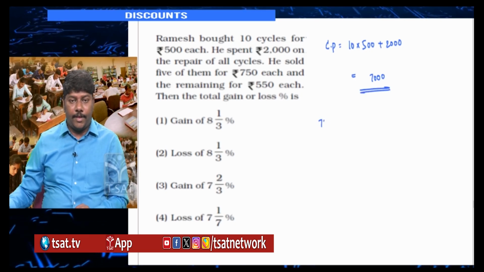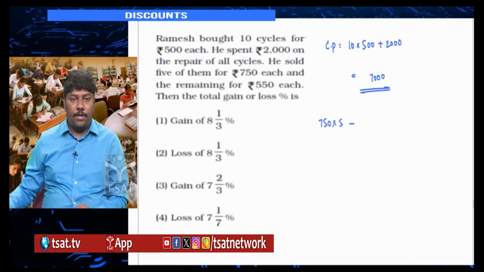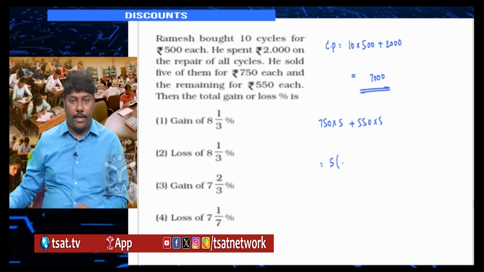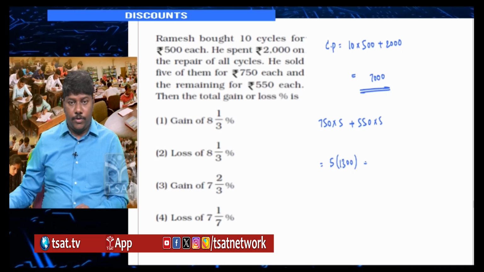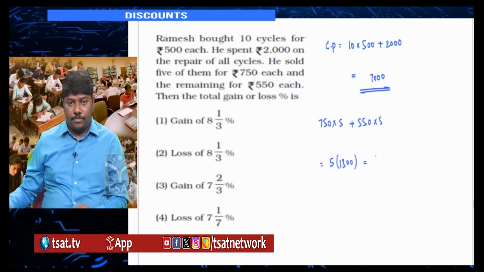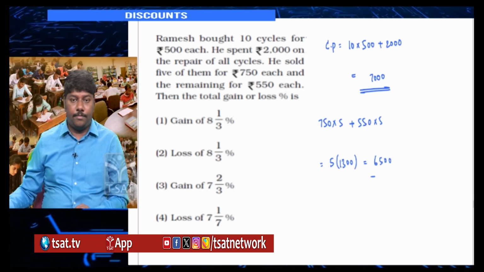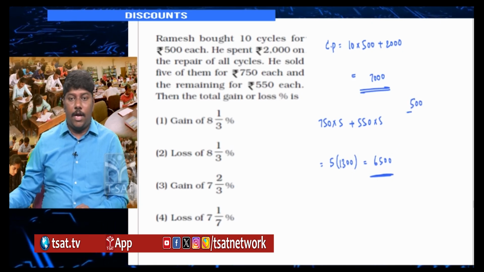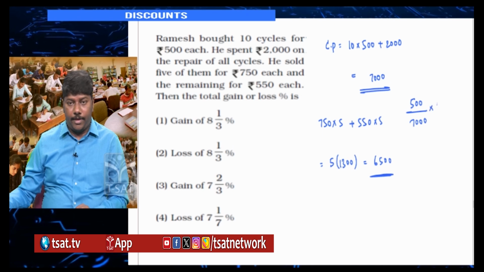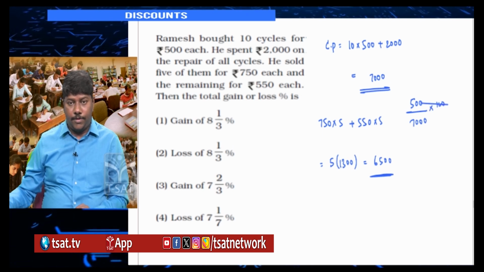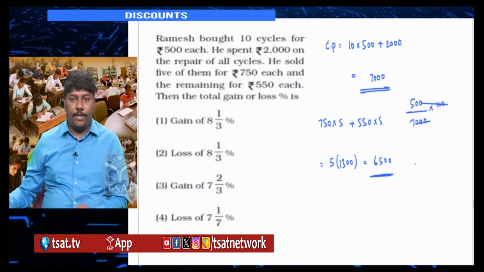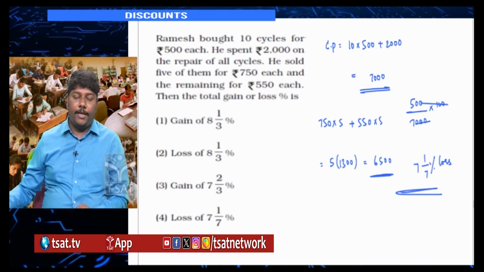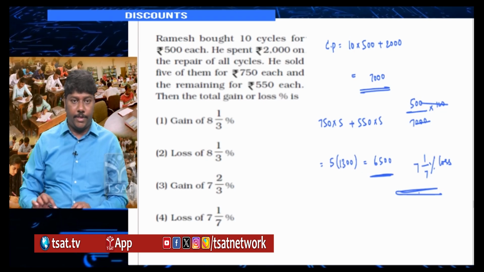When you are selling them, 5 cycles at 750 and 5 cycles at 550, 5 common, 1300. So you are only getting how much? 6500 rupees. 7000 you are putting, you are getting only 6500. Your loss is 500 upon 7000 into 100. 3 zeros cancel. 50 by 7 is 7 1 by 7% loss. So still you are getting a loss of 7 1 by 7%.